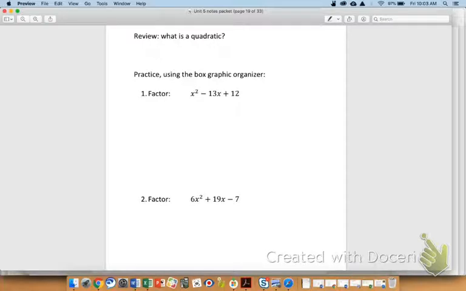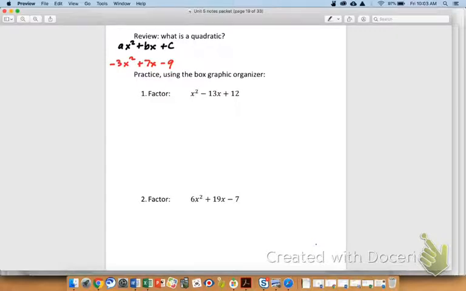Okay, so the first question here is, what is a quadratic? So let's review this. We talked about this the other day. A quadratic, the most generic form would be ax squared plus bx plus c, where a, b, and c are all numerical coefficients. So some specific examples would be things like negative 3x squared plus 7x minus 9. So in this case, the a is negative 3, the b is 7, and the c is negative 9.